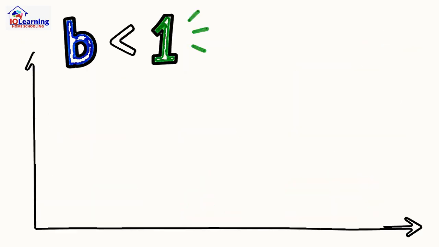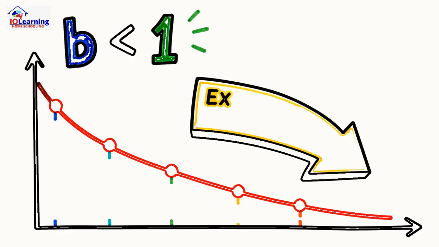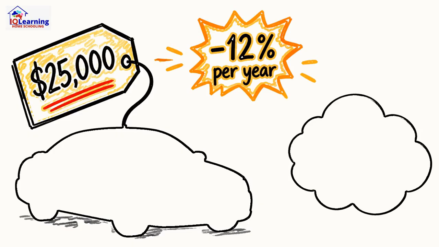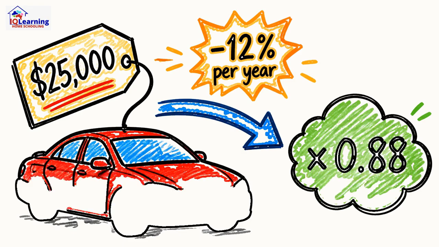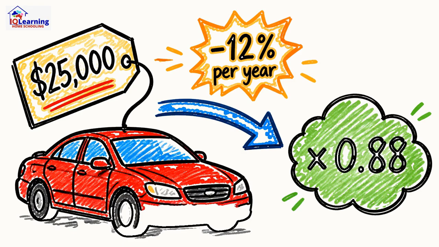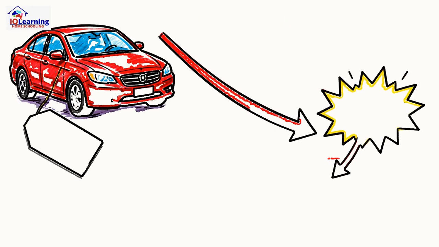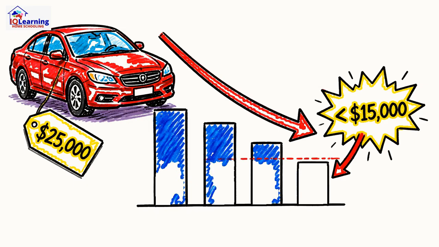But what if b is less than 1? That's exponential decay. Imagine buying a new car for $25,000. It depreciates, let's say at 12% per year. Its value is multiplied by a decay factor of 0.88 each year. So after just 4 years, that $25,000 car is worth less than $15,000.